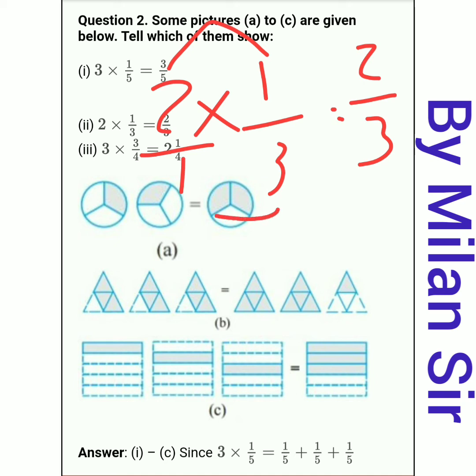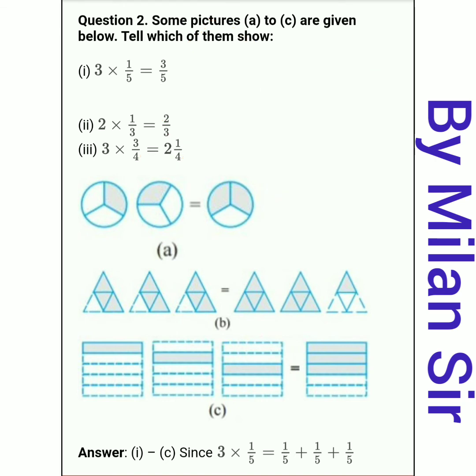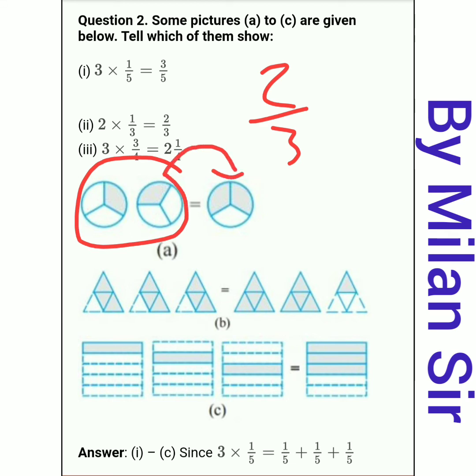Now here 3 ones are 3. So 2 by 3 is our answer. Also we can say that multiplication does not separate the term. That means this is a combined figure, right? So combinedly, how can we draw this?